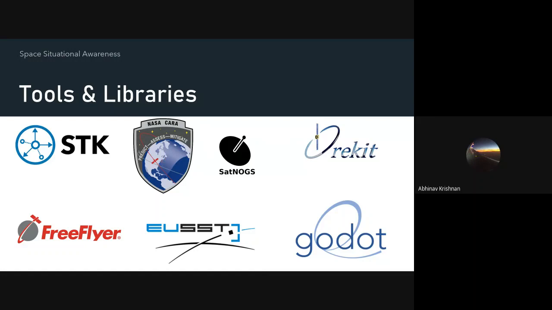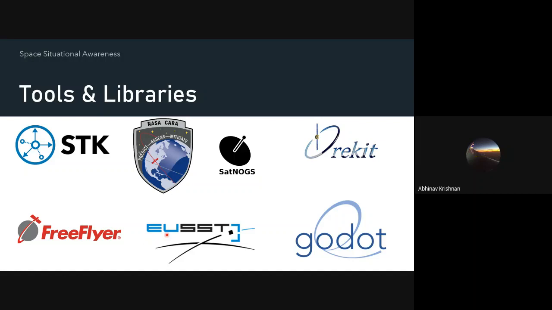Then you have SatNOGS. SatNOGS is an open source ground station network that is provided by Libre Space Foundation. This can give you two-line elements of different satellites that are already available for you to perform orbit determination on. Again, if you're performing orbit determination with two-line elements, it is not worth it because it is a mean Keplerian element that you're looking at. It's not a perturbed state vector.